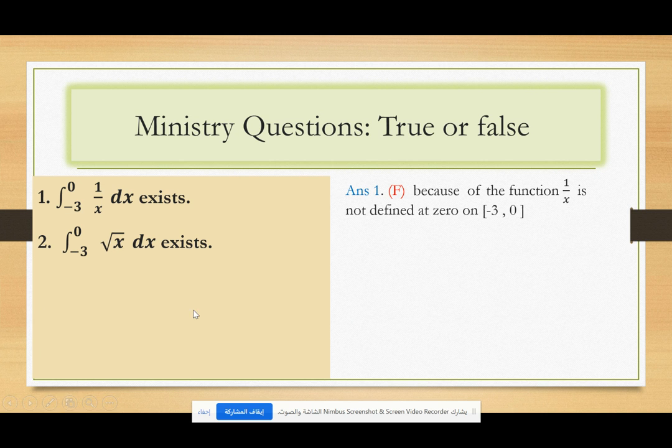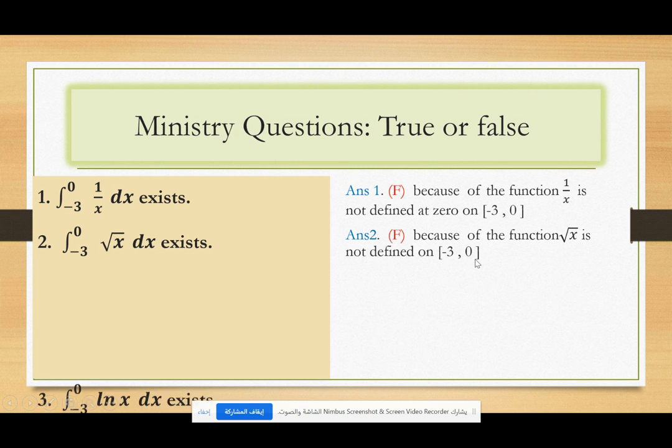Number two, the integration from negative 3 till 0 for the function square root of x dx exists. This statement also is false because the function root of x cannot accept negative, it is not defined on negative 3 and 0. Number three, from negative 3 till 0, the integration of ln of x dx exists.